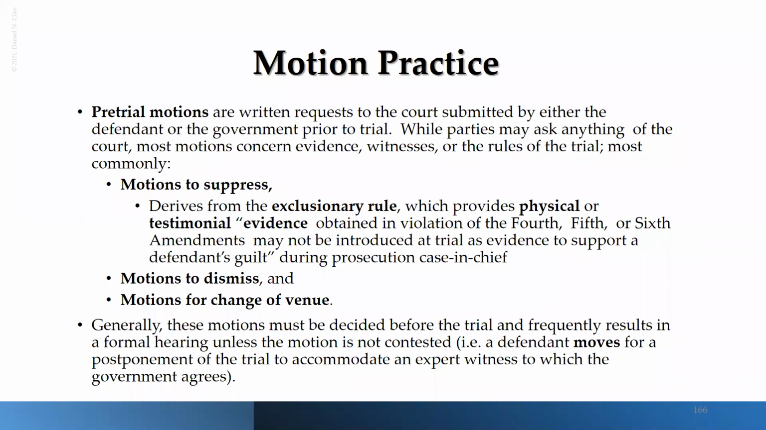Now, if the motion is not contested, so for instance, the defendant moves, that's what you do in motion practice, you move. The defendant files a motion for a postponement of the trial to accommodate an expert witness, to accommodate their schedule, to get them there, etc. And the government agrees to the motion. Then the court can still deny the motion, but the court's not going to deny it. The court's going to say, oh, both parties say they want to postpone the trial. Fine by me, we'll postpone the trial. There's no reason to have a formal hearing. You just submit the papers to the court, the other side agrees, and the court's just going to rule on the papers.